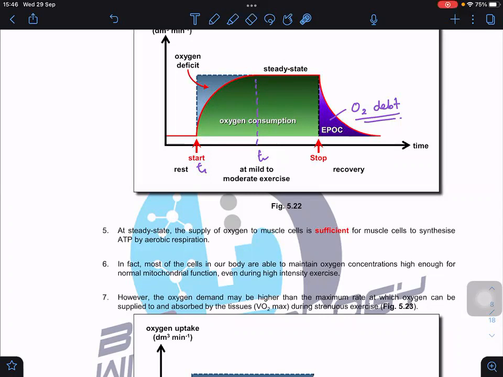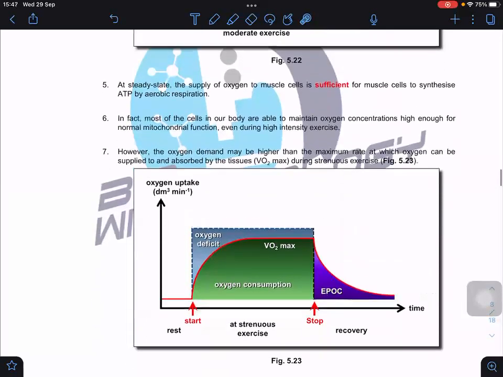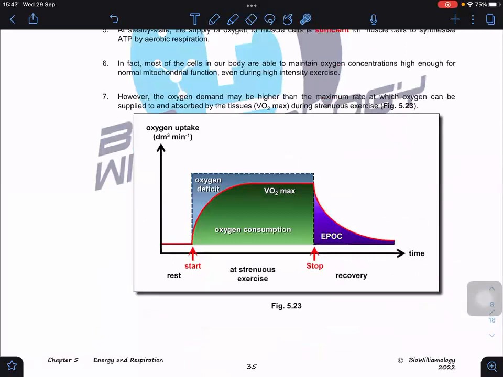In fact, most of the cells in our body are able to maintain oxygen concentration high enough for normal mitochondrial function even during high intensity exercise. But the demand might be higher than the maximum rate at which oxygen can be supplied. Can you see that? This is the supply, and this is the demand. No matter how, this is the maximum: VO2 max, the maximum O2 that we can have. Are you clear? Okay, so you continue.